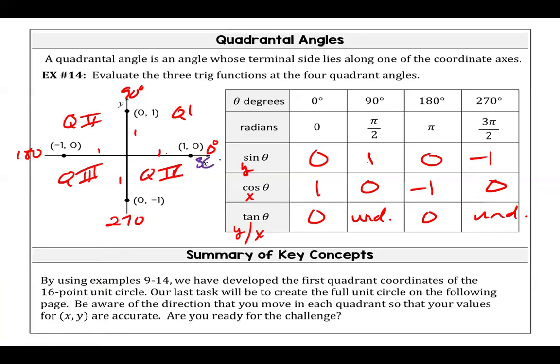When you come all the way back around, that is 360 degrees, right? So 360 has the same values as 0, which means that 2 pi has the same value as 0 radians. Does that make sense? Because you're coming all the way back around.